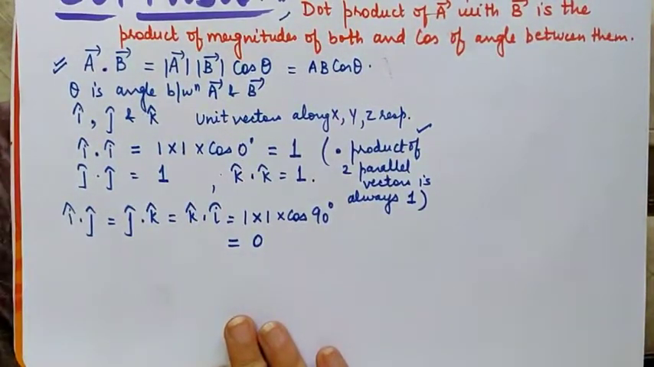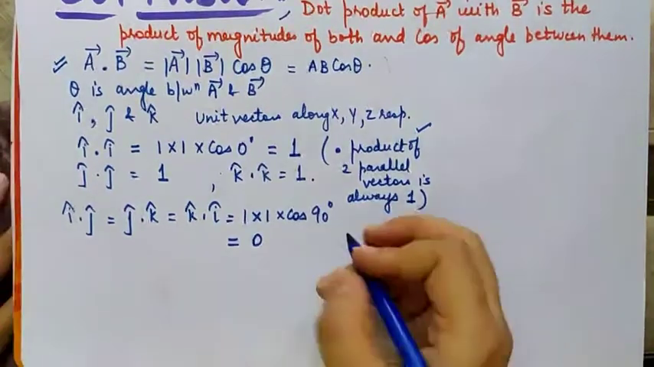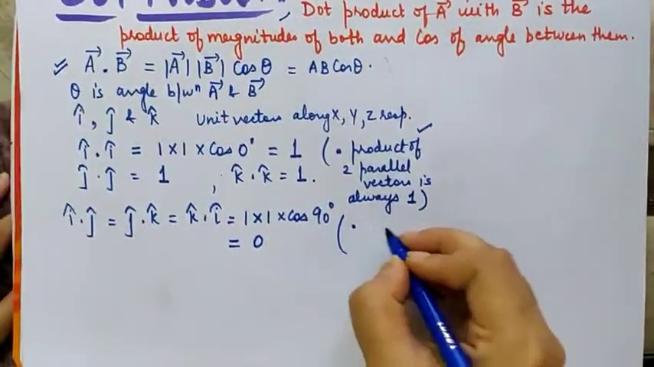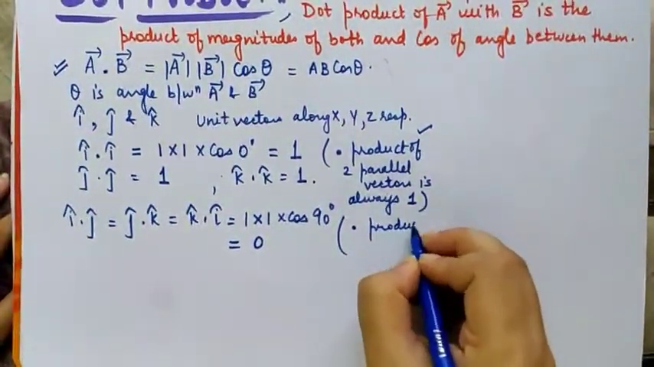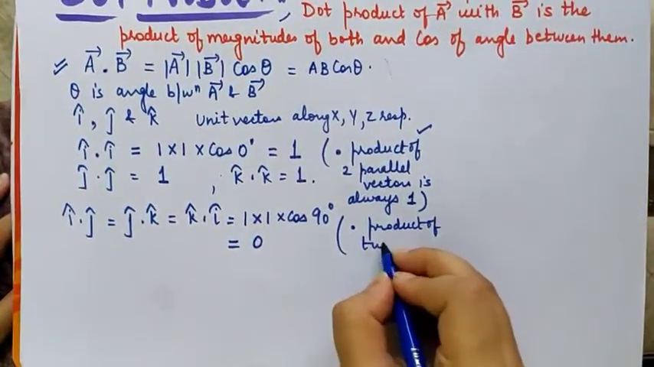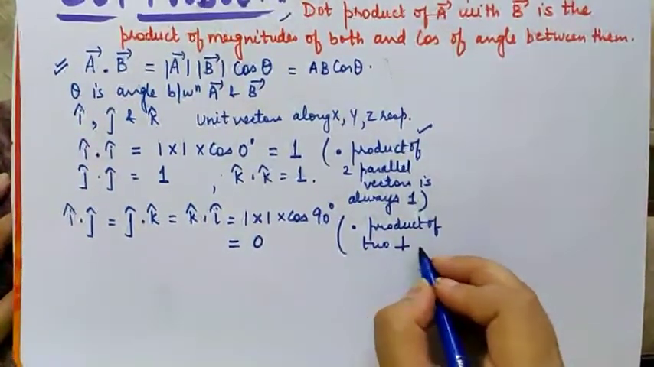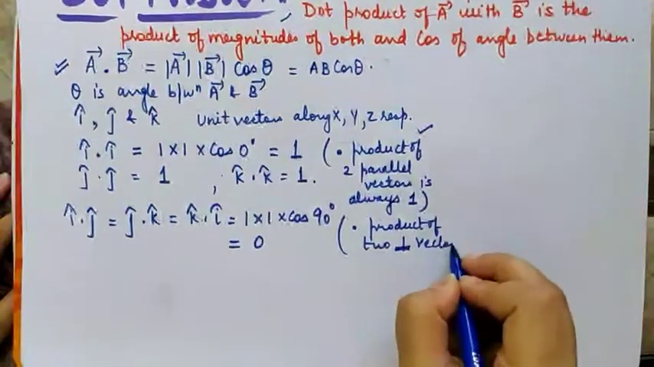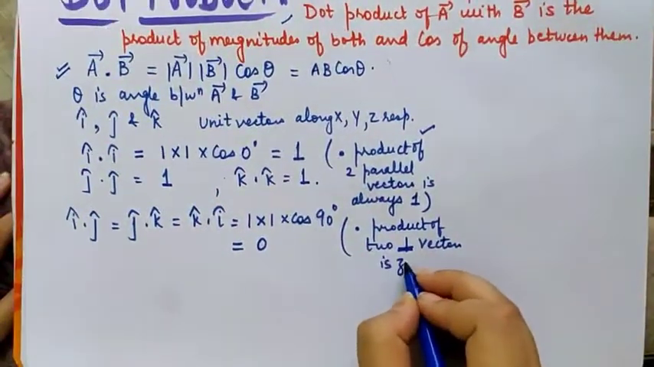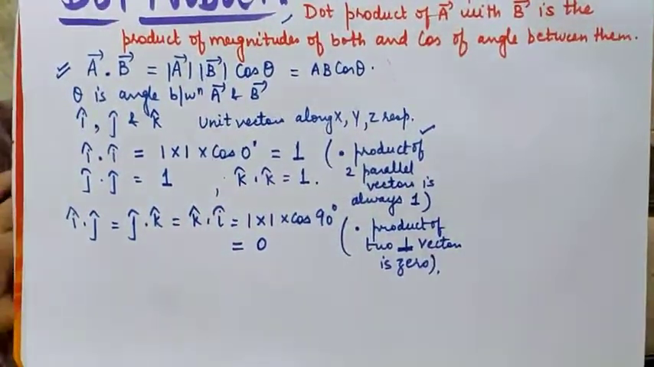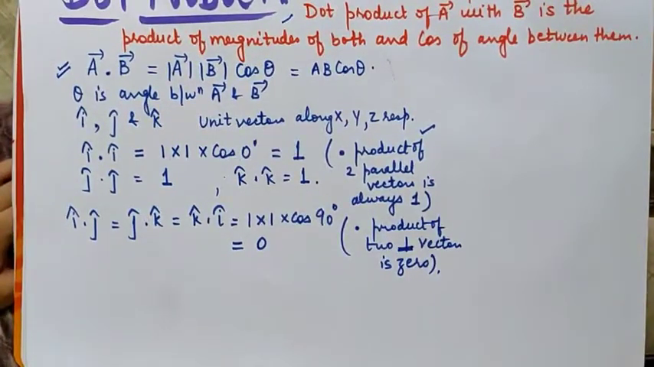And cos 90, guys, we all know is equal to 0. So if two vectors are perpendicular, we can write that the dot product of two perpendicular vectors is always 0. So you can use this formula wherever wanted. If two vectors are perpendicular, their dot product is definitely going to be equal to 0.